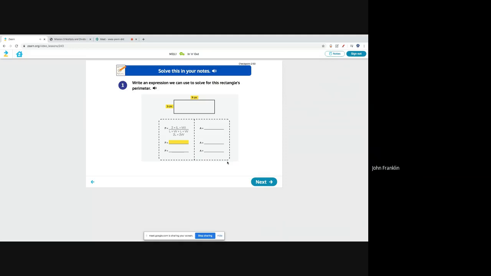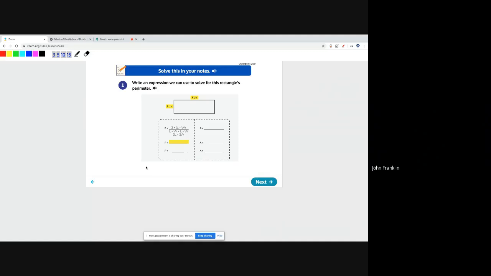Okay, so still in our notes, and the notes will be available if you guys click on here. You can print them out, you can see them. So what they're asking us to do is use one of these to solve it. So I'm going to do it just by writing on the web. So for me, I would choose length plus width plus length plus width.